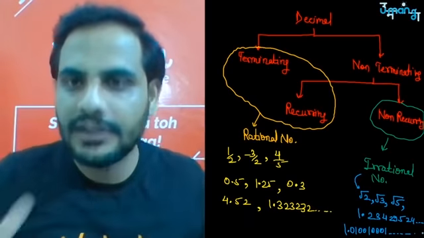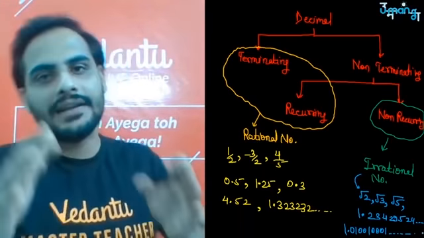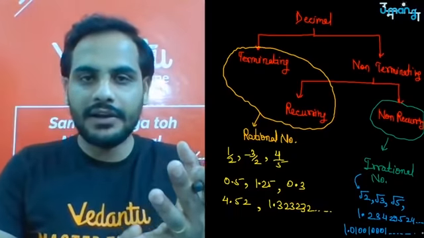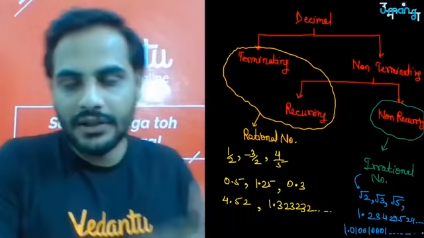Got it? So these are your examples of rational and irrational numbers. Terminating, and non-terminating and recurring, are your rational numbers. Non-terminating and non-recurring are your irrational numbers. So let us understand this concept further with the help of some examples. Some questions we'll be looking at.